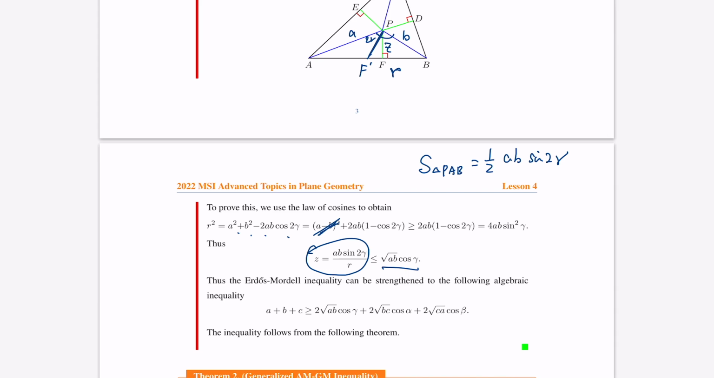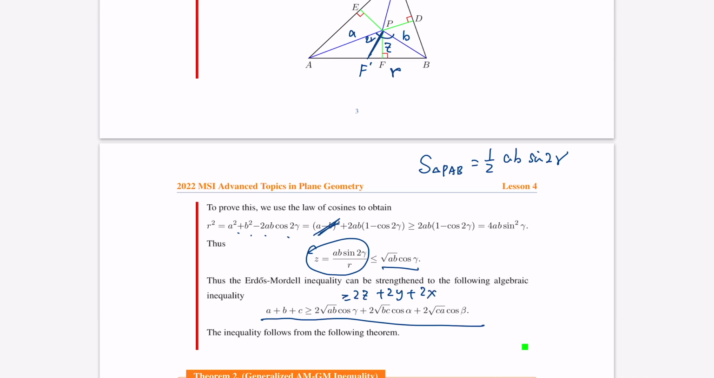Anyway, I will actually prove a more generalized version of the Erdos-Mordell inequality. I will prove this inequality. Each one is bigger than 2z, 2y, 2x, and you are done.